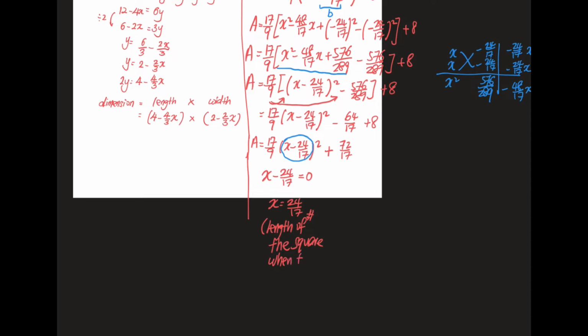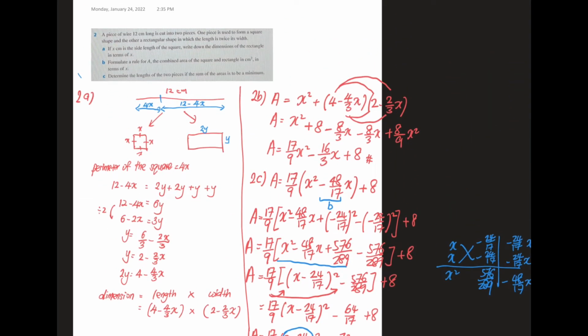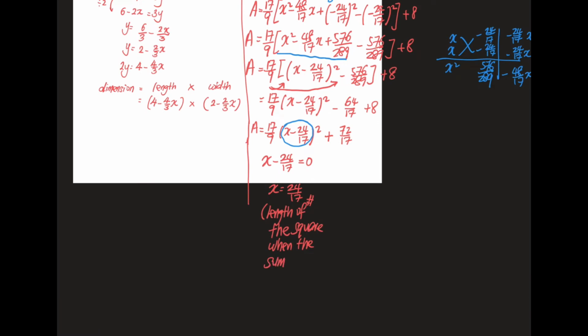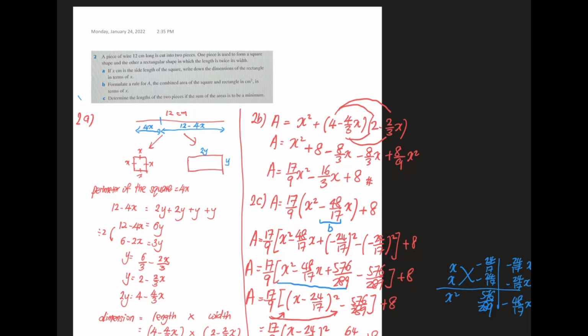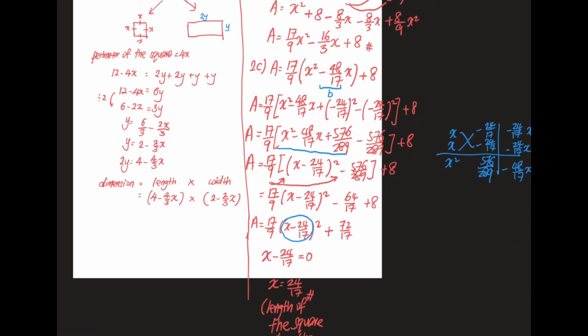when the sum of areas is minimum. Okay, so the other thing that we need to find is actually the length of the rectangle. So the length of the rectangle, which is 2y. So we have to use this equation here, 2y equals 4 minus 4 over 3x. Okay, so what happened then is, let me write down first.